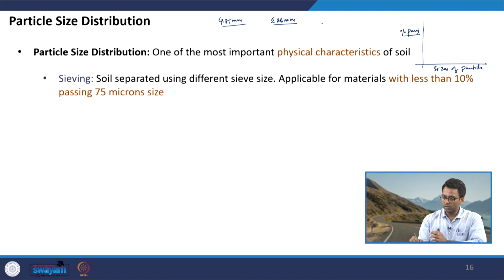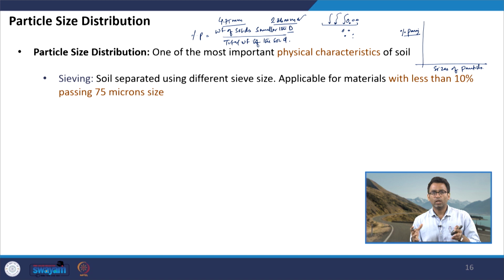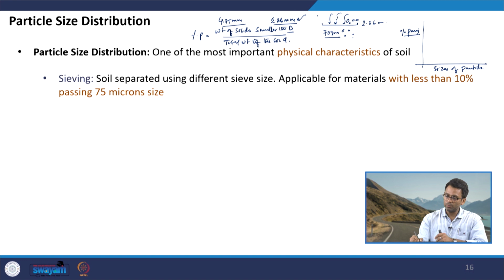When we take a sieve, we will talk about sieve analysis, we allow the material to pass through the 2.36 mm sieve, and we see how much material gets retained and how much actually passes. The percent passing is calculated as the weight of the solids smaller than D, where in our case D is 2.36 mm, divided by the total weight of the solid. If we have taken 100 gram of soil and 70 gram passed through the 2.36 mm sieve while 30 gram got retained, it means 30 gram of the sample has size more than 2.36 mm and 70 gram has size smaller than 2.36 mm.